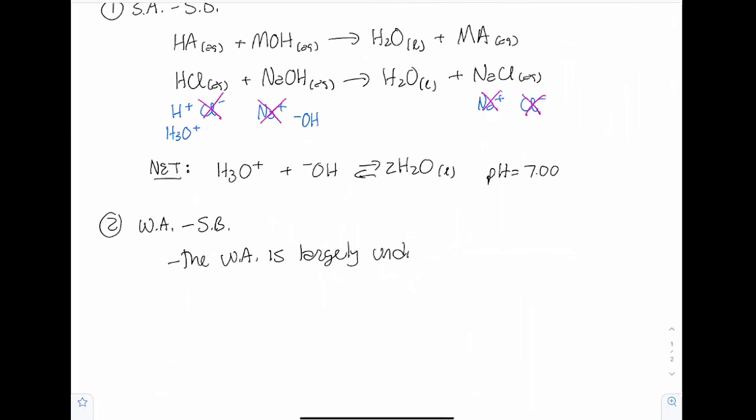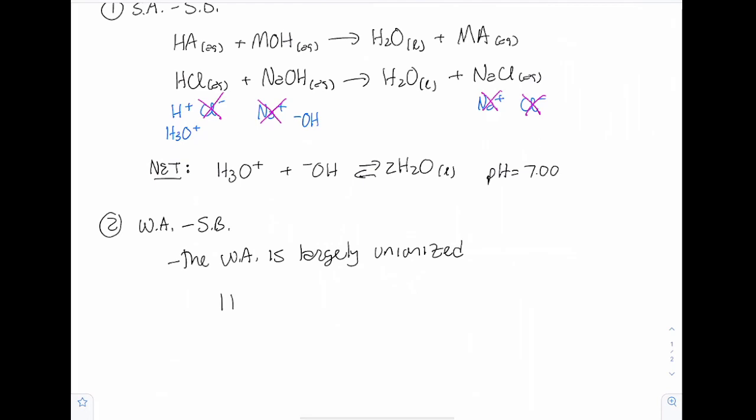And we ionized, I guess would be the better way to say that, largely unionized. I'm not sure if that's a word. It is now. It is not ionized. So our net ionic equation is going to involve proton transfer from our weak acid HA to that strong base.